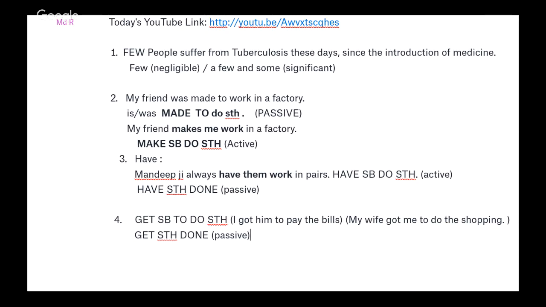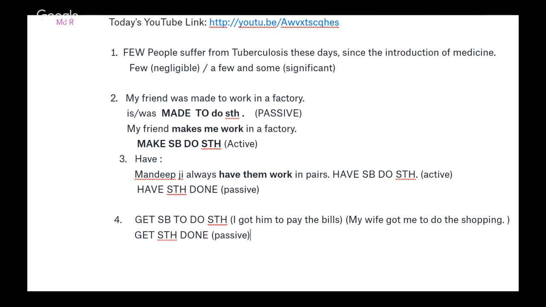Yeah, of course. So get somebody to do something. I got my son to study in Australia. Now how about this? In this case scenario, you can't use it here. You can't say I got him studied. You have to use something else. You can't change it to passive here in this case scenario. But what else can you say? Give me some easy examples.